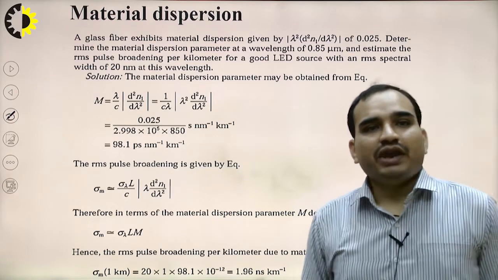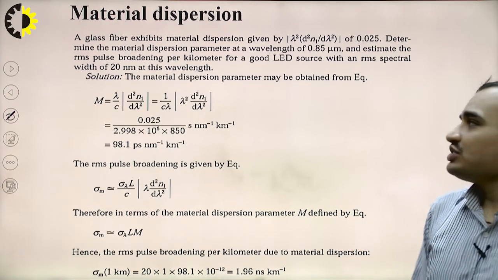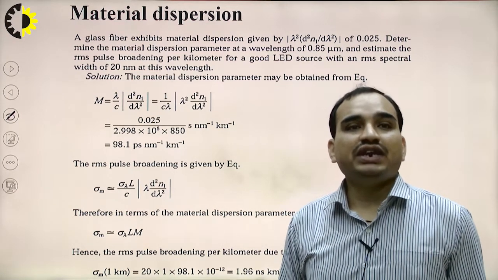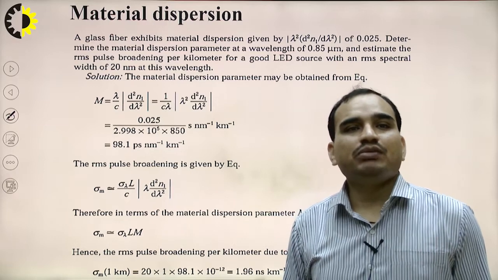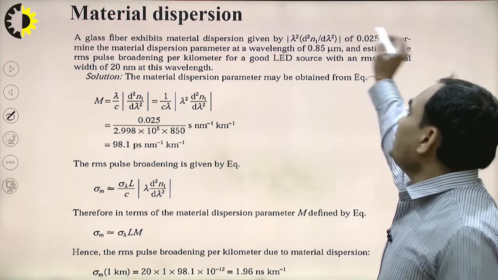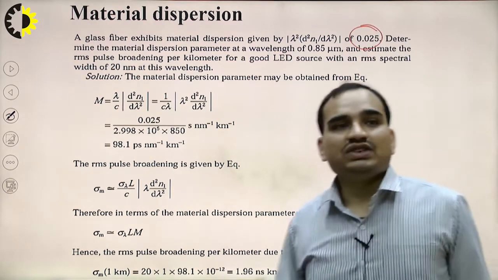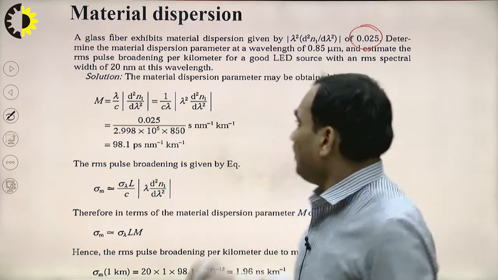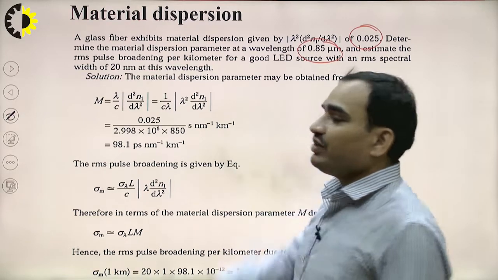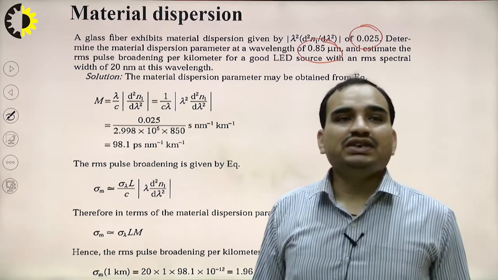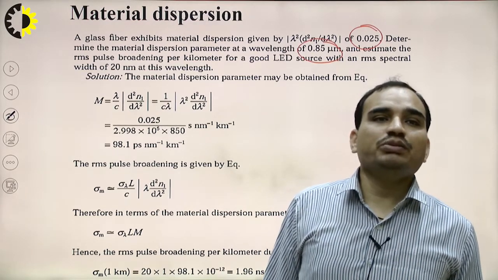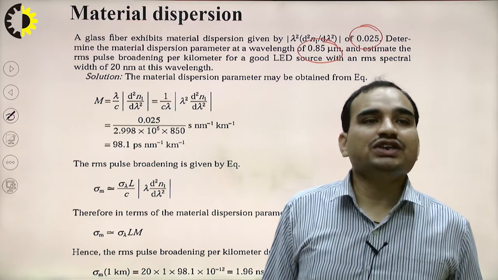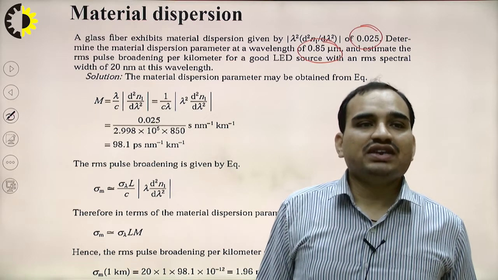There's one numerical, so let's solve this. A glass fiber exhibits a material dispersion given by λ² d²n₁/dλ² of 0.025. This value is given. Determine the material dispersion parameter at a wavelength λ of 0.85 micrometers, and estimate the RMS pulse broadening per kilometer for a good LED source with an RMS spectral width of 20 nanometers at this wavelength.